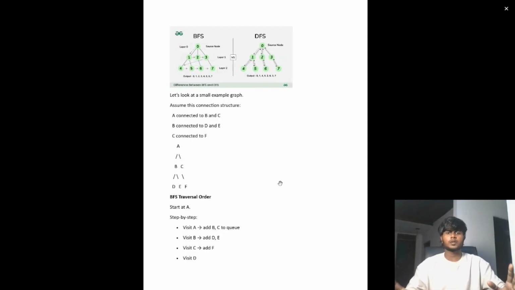Let's look at a small example graph. Assume the connection structure: A is connected to B and C, B is connected to D and E, C is connected to F.